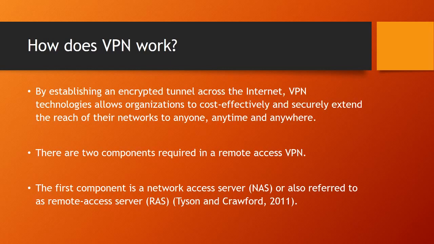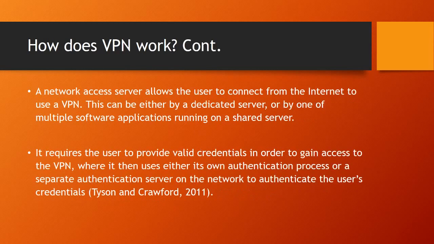There are two components required in remote access VPN. The first component is a network access server or NAS, also referred to as a remote access server or RAS. A network access server allows the user to connect from the internet to use a VPN. This can either be by a dedicated server or by one of the multiple software applications running on a shared server. It requires the user to provide valid credentials in order to gain access to the VPN, where it then uses either its own authentication process or a separate authentication server on the network to authenticate the user's credentials.